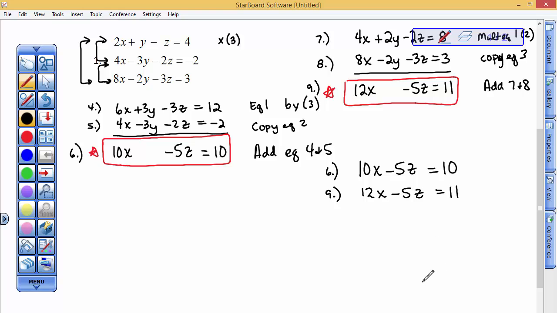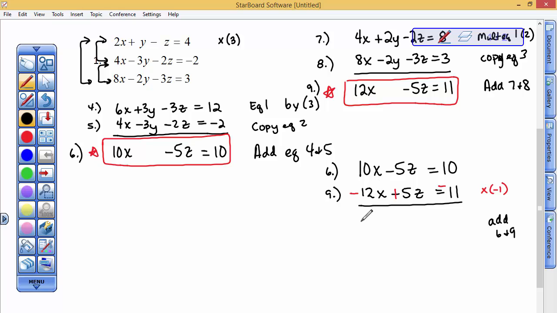I'm going to put them side by side, and you see that now I've got to eliminate one of those letters. Well, it's going to be pretty easy for me to multiply this equation by just a -1 so that this will become a positive 5z. So if you don't mind, I'm just going to put a negative sign on the 12, a plus sign on the 5z, a negative sign on the 11, and now in order to solve for x, I'm going to add statements 6 and 9 together right here.